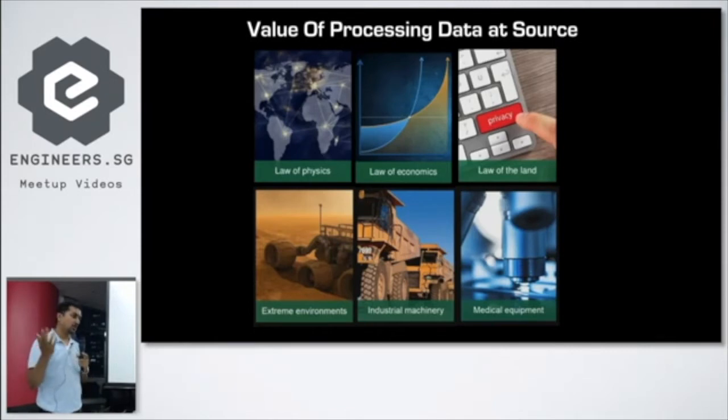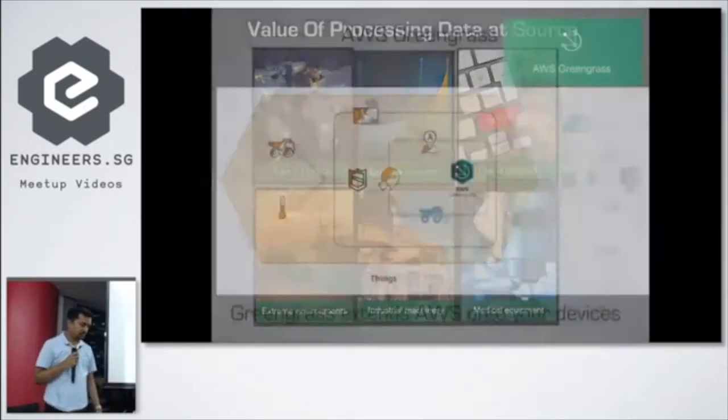It doesn't have to go out or something like that. So based on laws of the land, you might have to process the data at the source. All this requirement is actually satisfied by AWS GreenGrass.